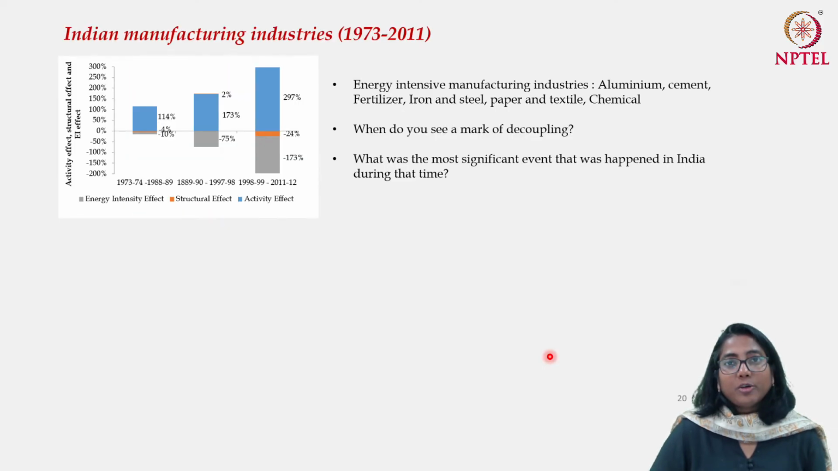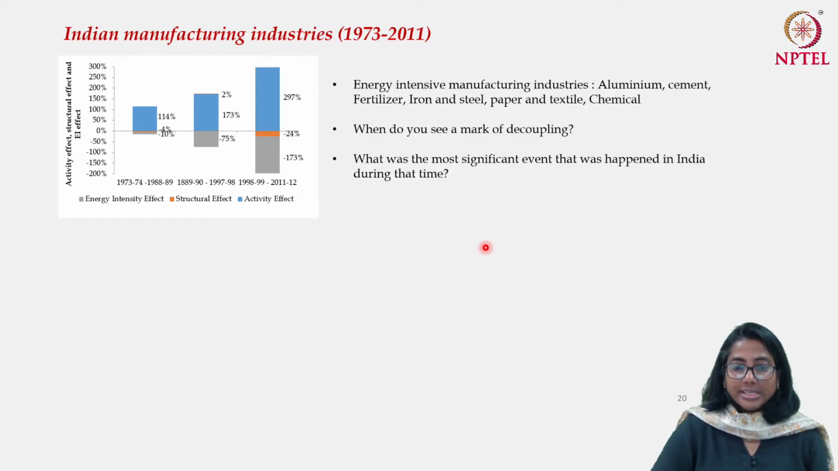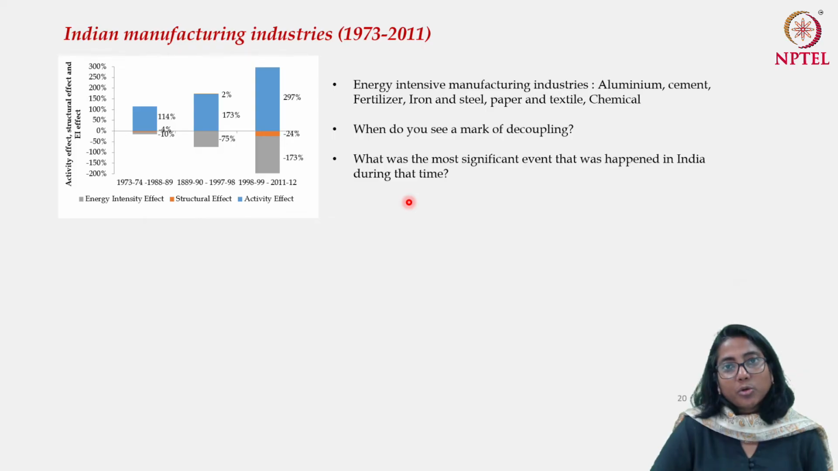With the help of this kind of analysis, I'll just brief you about one of the studies. In this study, we have taken the same industry group as the energy intensive industries, and the rest of the manufacturing industries were considered as the less energy intensive manufacturing industries. And we have plotted the result of decomposition analysis in this manner. This is the period 1973-74 to 88-89. This bar represents this period. Then we have 1989-90 to 97-98. And the next period is 1998-99 to 2011-12.